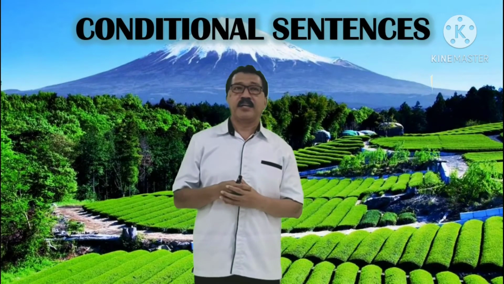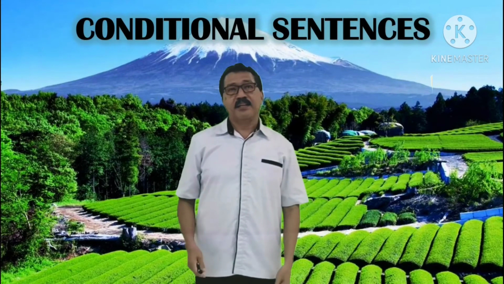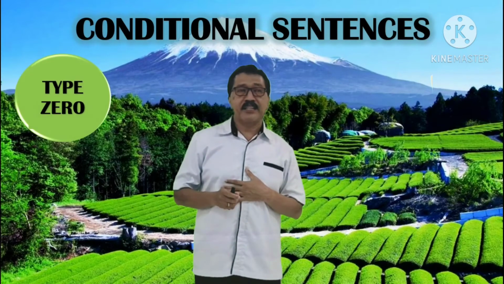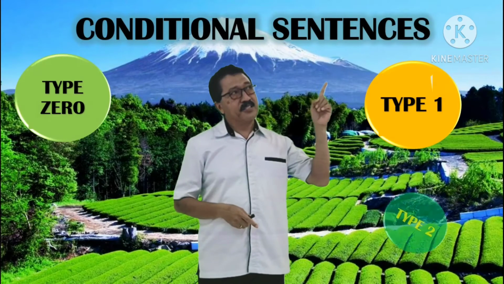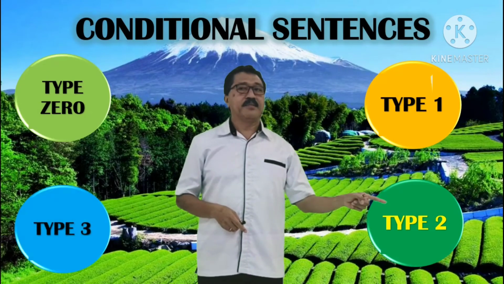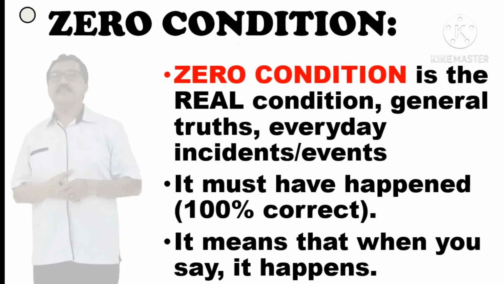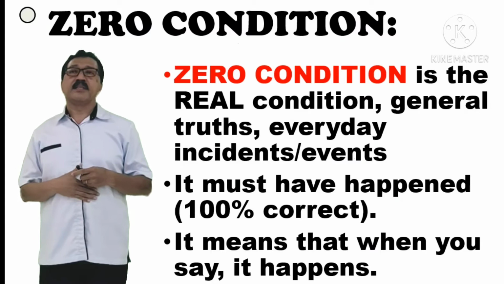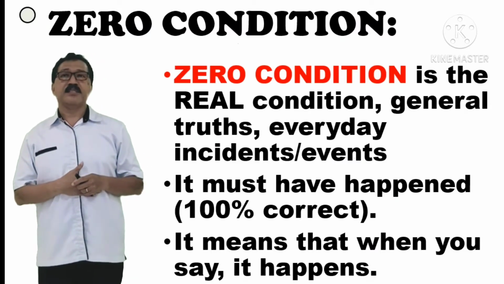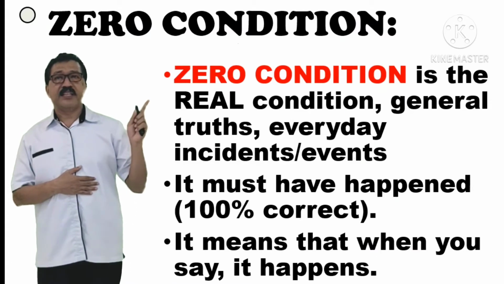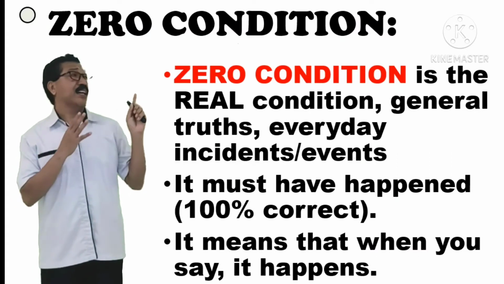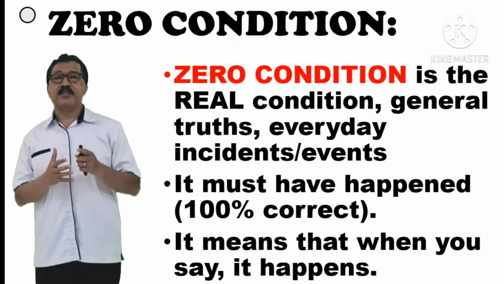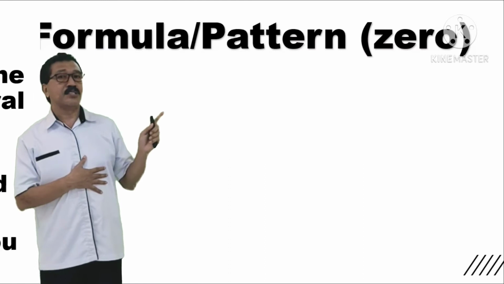So now we talk one by one, and first we talk about conditional sentence. There are four types of conditional sentence. What are they? Conditional sentence type 0, conditional sentence type 1, type 2, and type 3. So now look at conditional sentence type 0, or zero conditions. Zero conditions is the real conditions, or we talk about general truths, everyday incidents or events. It must have happened, or be 100% correct. It means that when you say it, it happens based on the real condition or general truths.